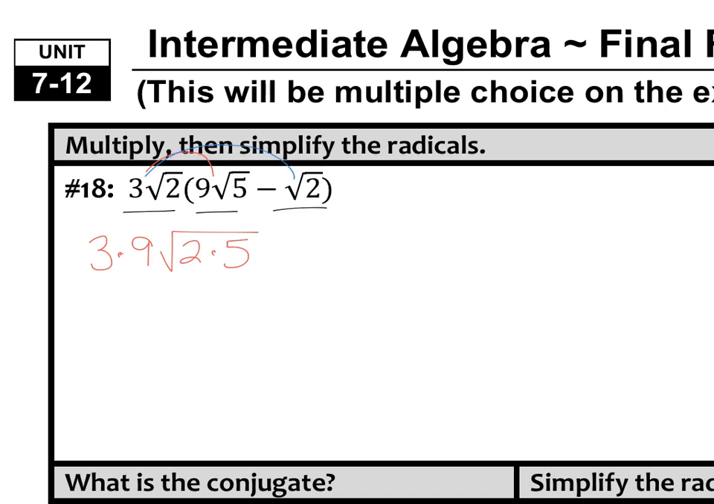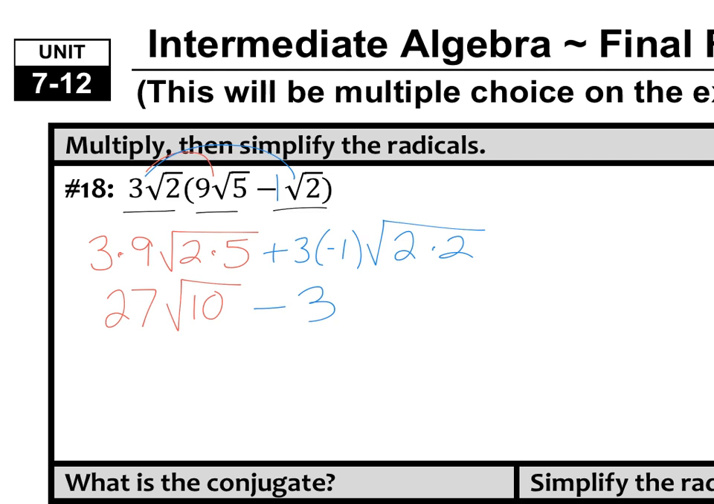Okay, we have a 3 root 2 times a negative root 2. We can put the little invisible 1 in there. So we're going to be multiplying 3 times negative 1, so plus 3 times negative 1. And then inside the radicals, we have 2 and 2, so 2 times 2. Okay. First radical, 3 times 9, 27. Inside, 2 times 5 is 10. Second one, 3 times negative 1 is negative 3.